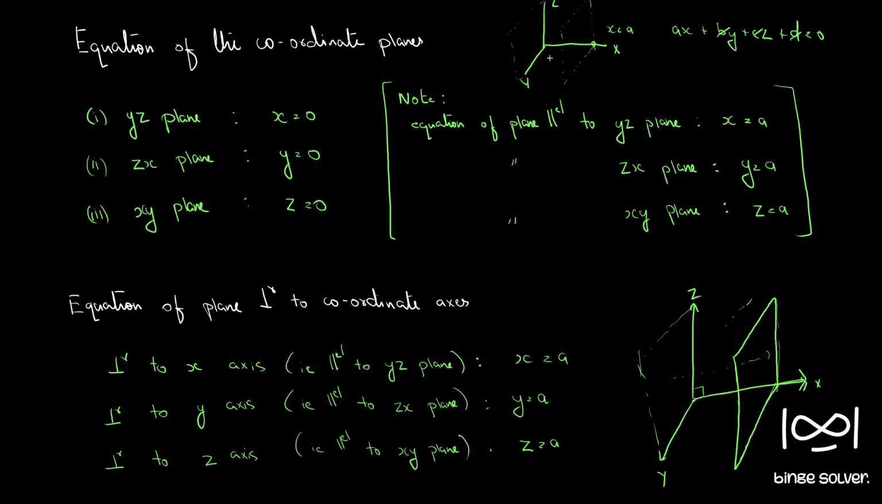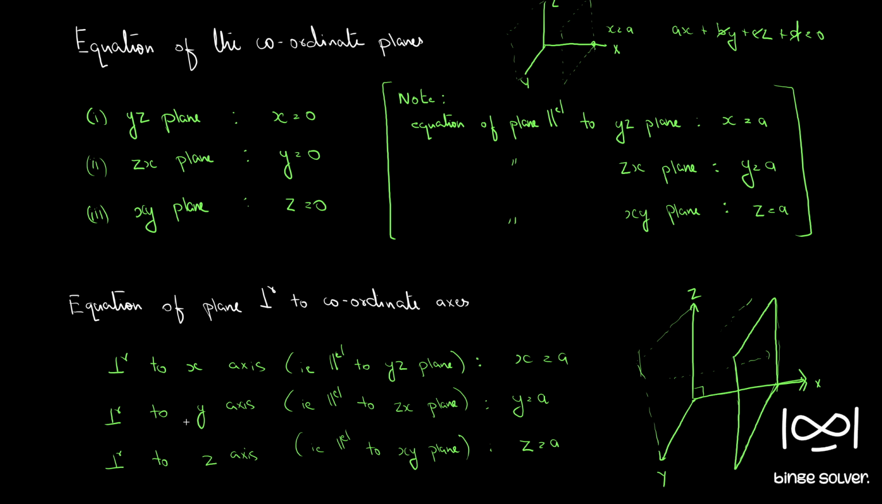The equation of any plane which is parallel to the yz plane is nothing but x is equal to a. So a plane that is represented by x is equal to a will be perpendicular to the x-axis, as you can see here. So the equation of a plane perpendicular to the x-axis and the equation of a plane parallel to the yz plane are both the same, and it is x is equal to a.